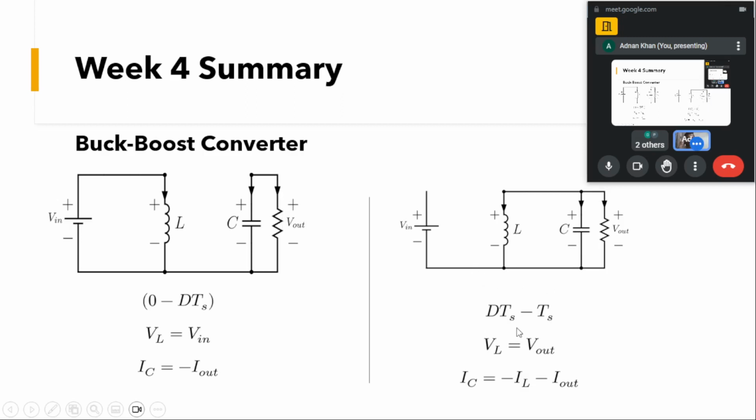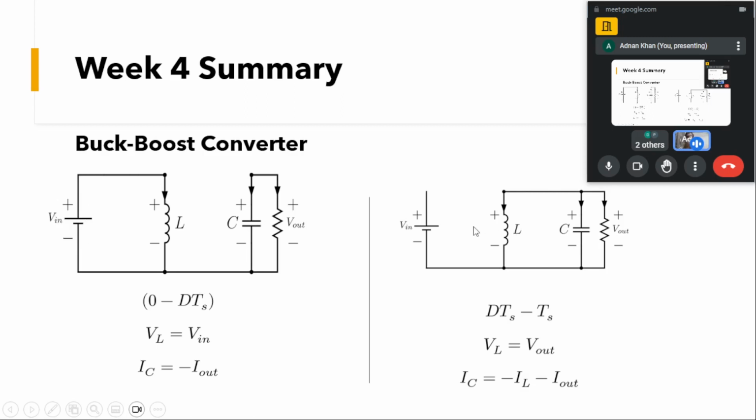Also here, what we can see is that the current flowing through the IC is the negative of the I out, that will be in this direction. Sorry, got it? And the voltage across the inductor will be VL equal to V in.